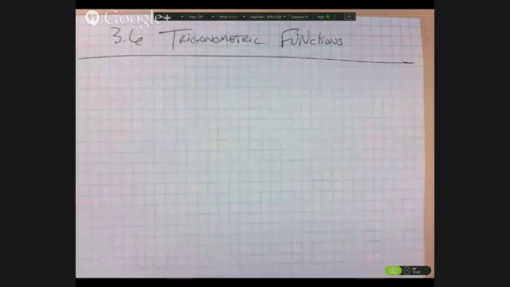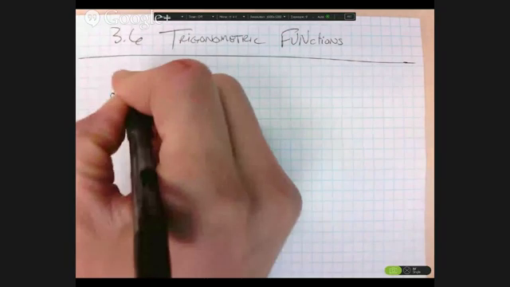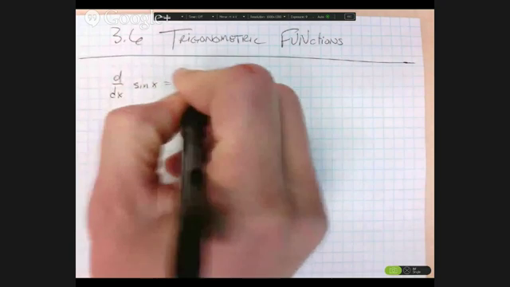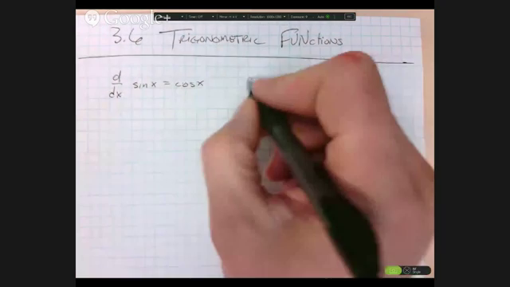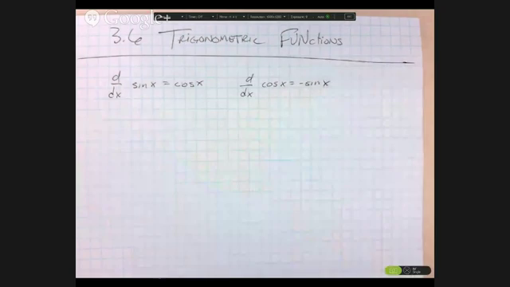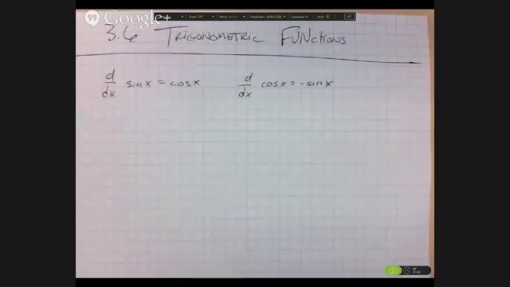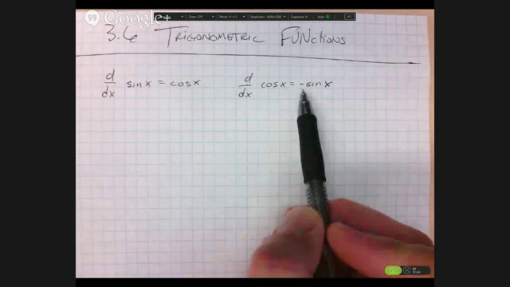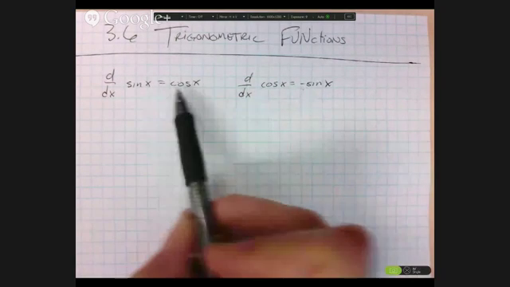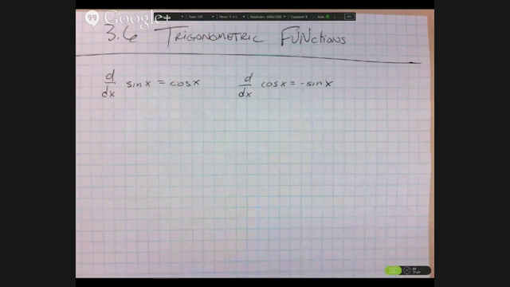Okay, 3.6. We're looking at trig functions and their derivatives. Here are the easy ones. We will work on memorizing these a lot. The one you have to be careful with is that right there. The derivative of sine is cosine, but the derivative of cosine is negative sine. Keep that in mind.